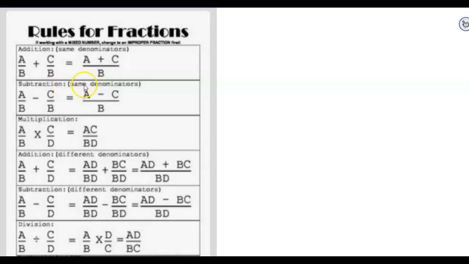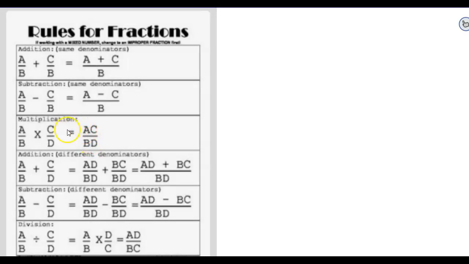Subtraction with the same denominator, same thing happens. You keep the same denominator and then you subtract the numerators in the order that it's given in the problem. So it's A subtract C. And so over here you do A subtract C. Then we have multiplication. You just multiply straight across. You have A times C and then B times D. And that's how you get your numerator and your denominator.